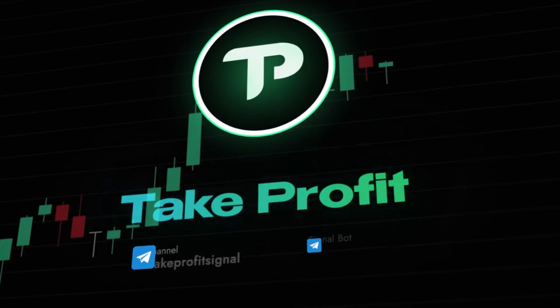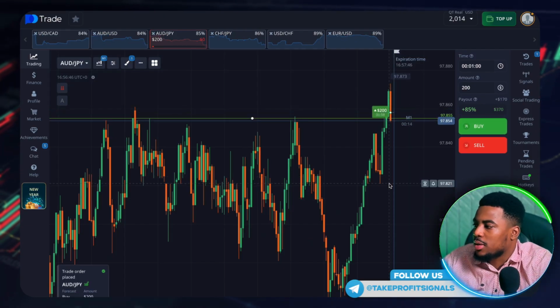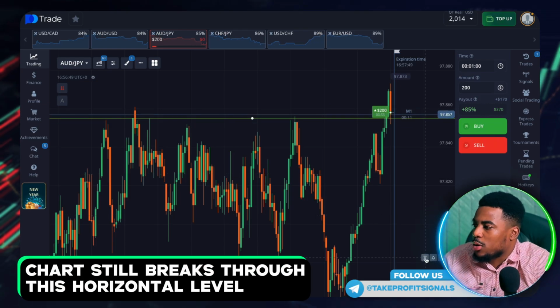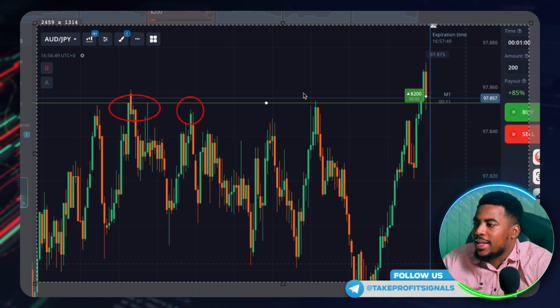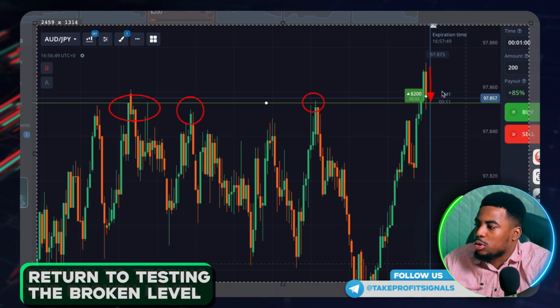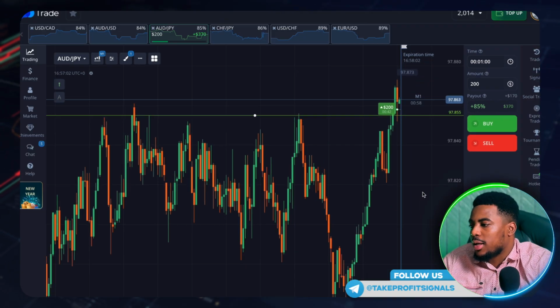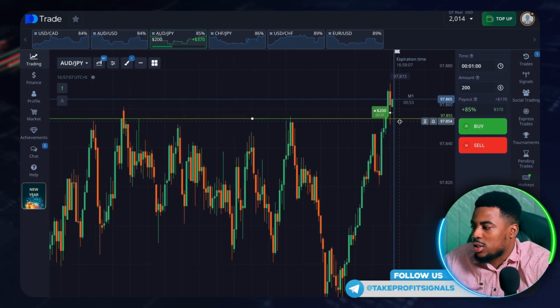Let's move on. Right now, you can see how after numerous attempts the chart still breaks through this horizontal level. Here we still could not overcome it in any way. And after we overcome it, we definitely return to testing the broken level. And in this place, we just open a trade on the upside. So let's wait for the result.